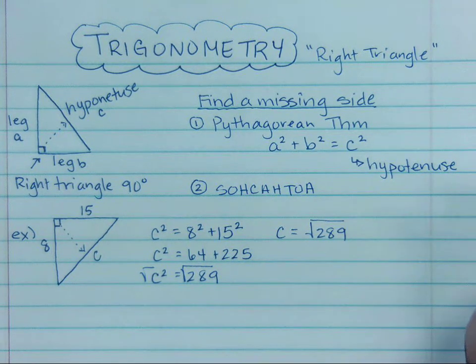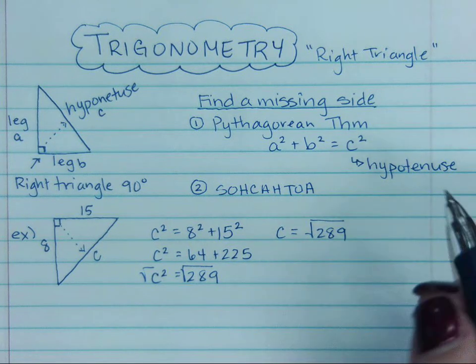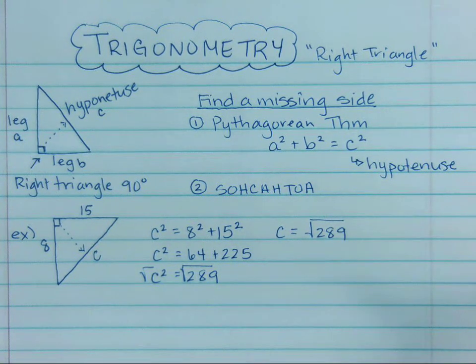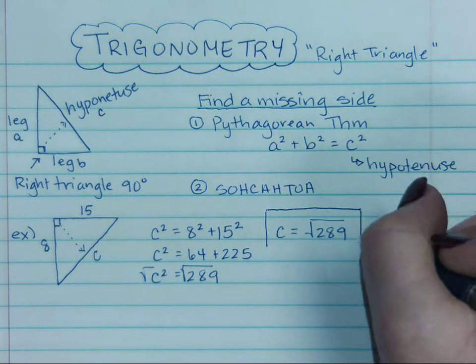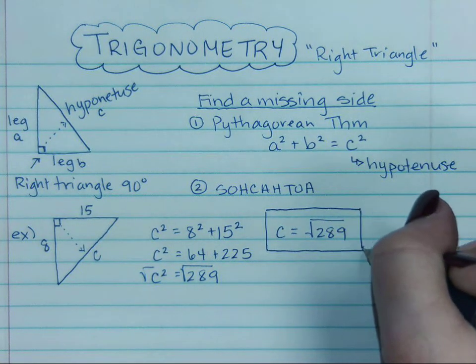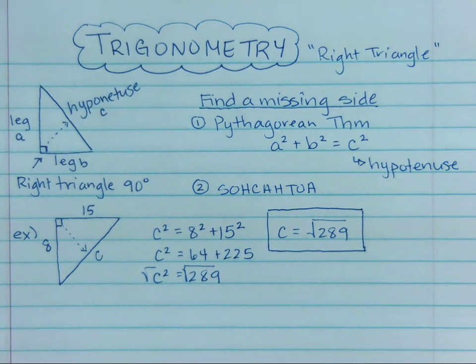square. And so what I would have to do is try to see if I could break that down, but I'm pretty sure that there's no way to break down 289 and take out perfect squares. And so that would be my final answer. I would have to leave it that large. If you are doing some work where it says to round your answer, then we can do that.